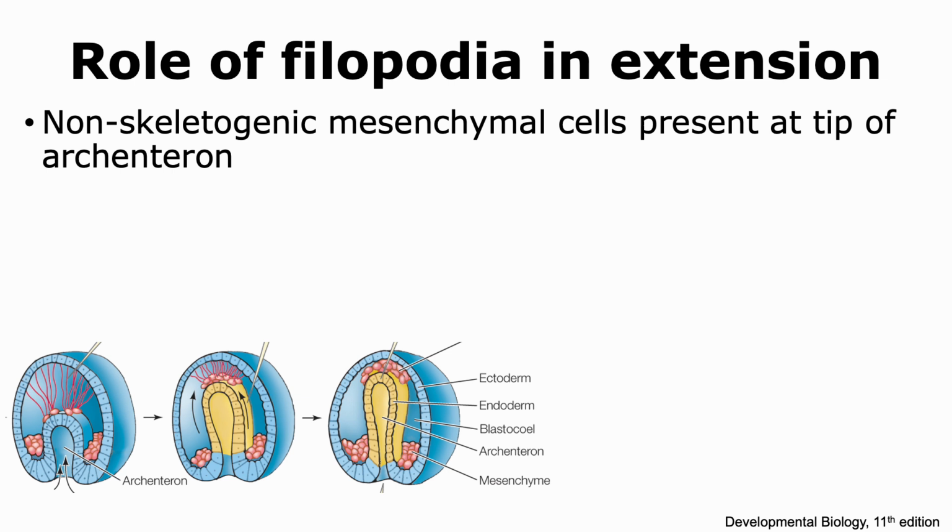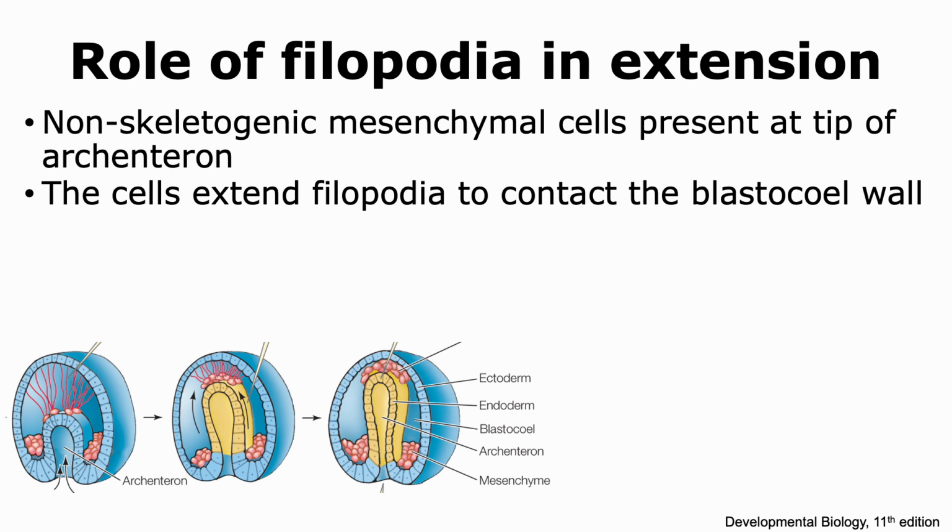Now, non-skeletogenic mesenchymal cells also play a role in the complete development of the archenteron. They are actually present at the tip of the archenteron. These non-skeletogenic mesenchymal cells will extend appendages called filopodia that will contact the blastocele wall. That is what we are seeing in the figure in the blue box, where the pink cells are the non-skeletogenic mesenchymal cells, and the ones right on top of the archenteron are giving out these red thread-like structures, which are the filopodia, and they're contacting the blastocele wall.